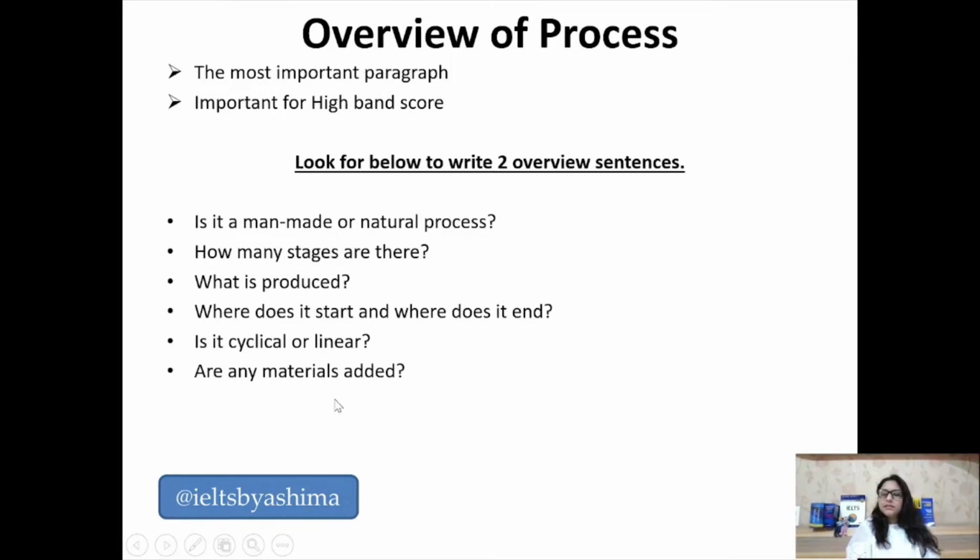Are there any materials added? So is there any material added in your process? That you can also highlight. Fine. So these are the 6 things that you can include in your overview. Whenever you are writing your process, you can take a screenshot of this so that whenever you are writing the overview, you can just see this slide and you can recall the things.